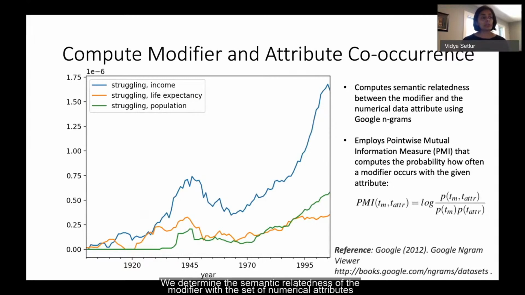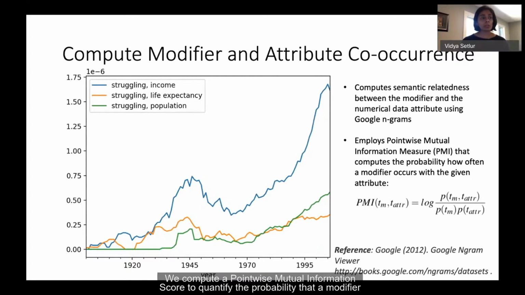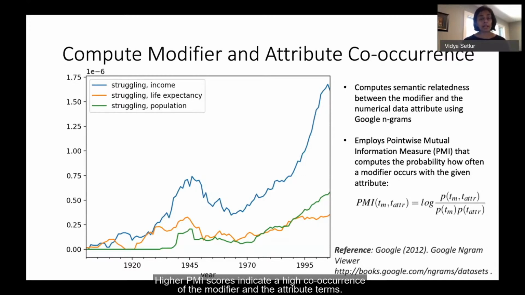We determine the semantic relatedness of the modifier with a set of numerical attributes in the dataset using Google Ngrams. We compute a pointwise mutual information score to quantify the probability that a modifier co-occurs with an attribute. In this example shown here, the PMI values for the modifier struggling is shown with each of the three numerical attributes in the dataset, income, life expectancy, and population in the Google Ngram corpus. Higher PMI scores indicate a high co-occurrence of the modifier and the attribute terms.